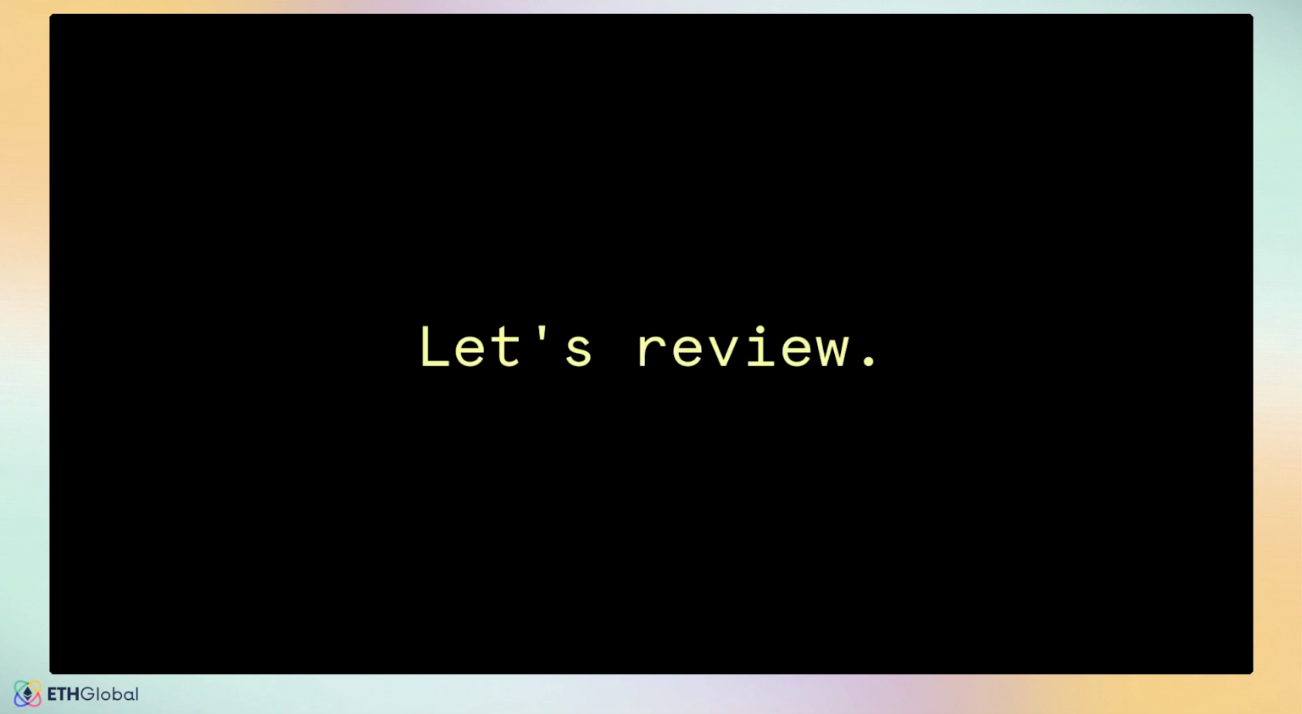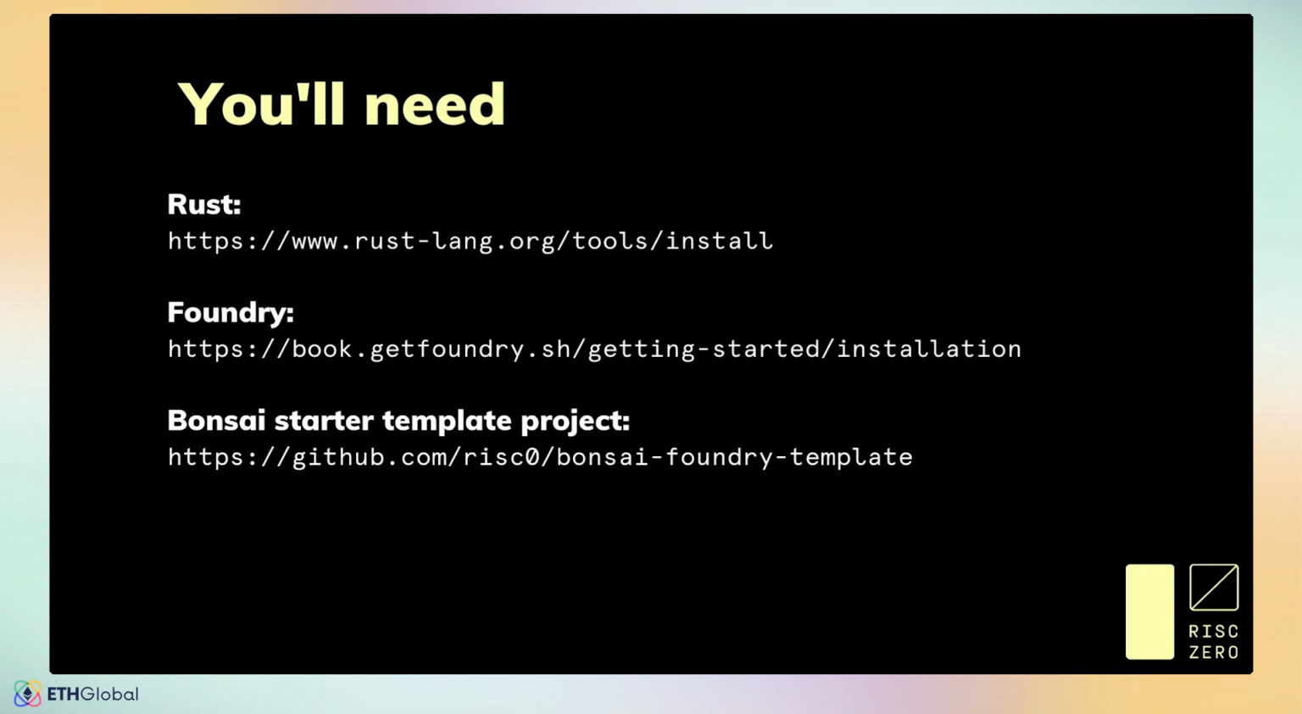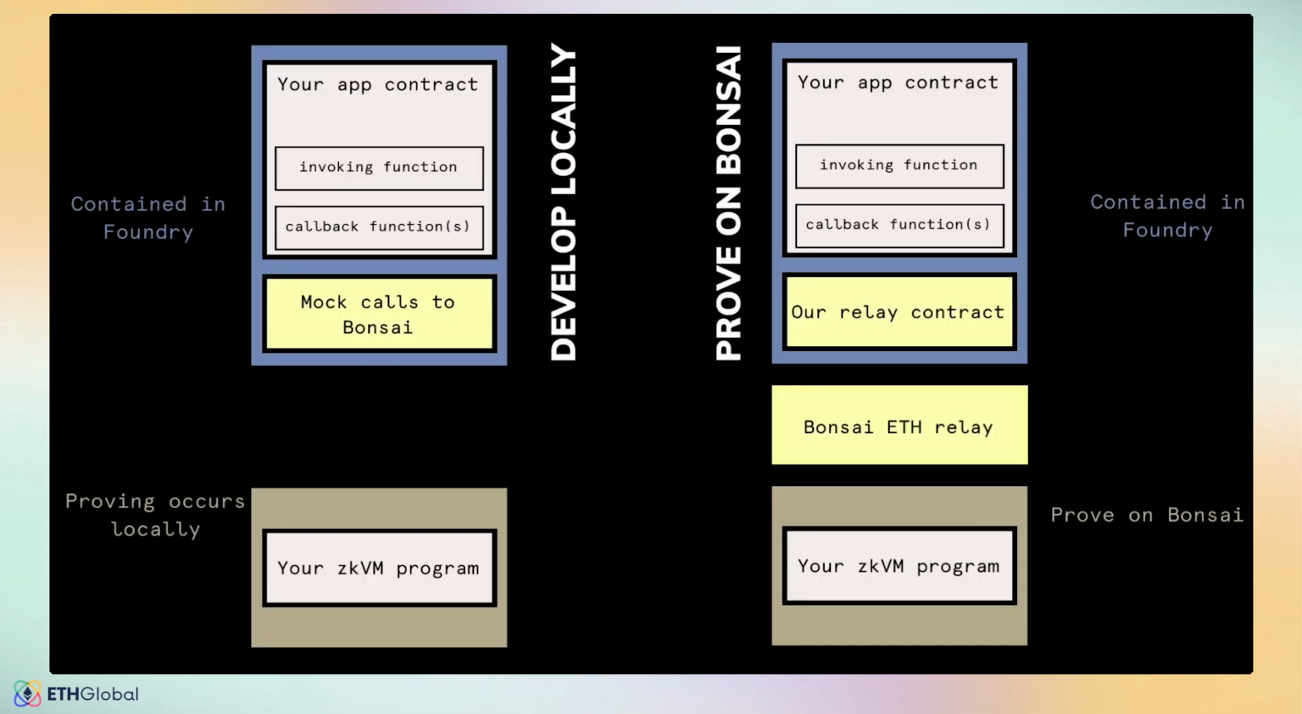And so with that in mind, let's get back to the hackathon. I want to do a quick review of the essentials for the weekend. So here is what you're going to need. You're going to need Rust, Foundry, and the Bonsai starter template project. And here is what it's going to look like when you develop locally and when you prove on Bonsai from a locally stored contract call.